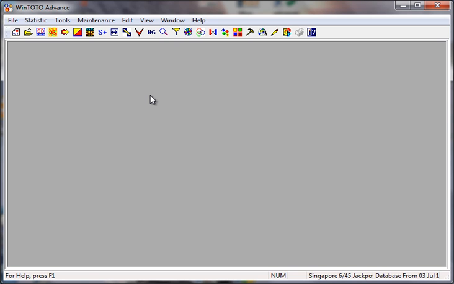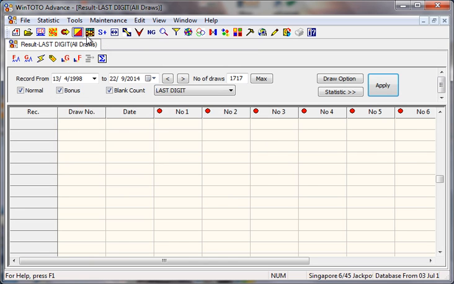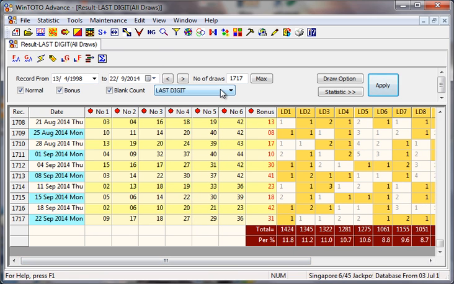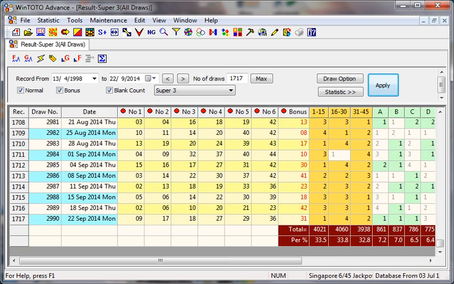Let's discuss a few very important areas that we may want to take note of. Let's click on this display grouping statistics. Now, as we can see, we'll start in the Super Tree first.